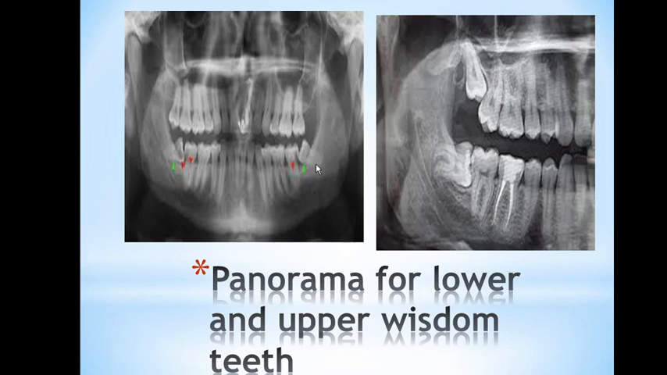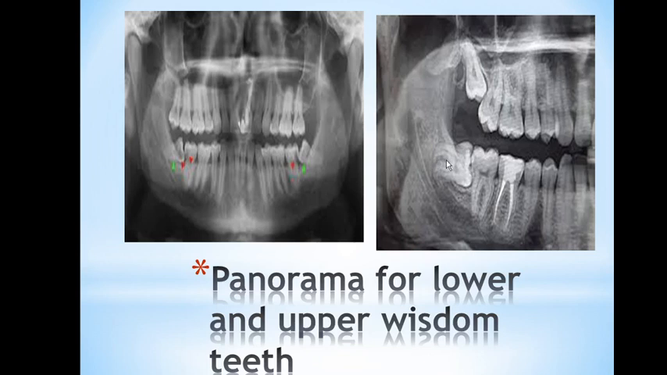Okay, so can you see here? This is mesoangular, or it's almost horizontal. It's an almost horizontal wisdom tooth. Each type of wisdom teeth has its line of treatment, or management. We're going to see how each one is going to be extracted.